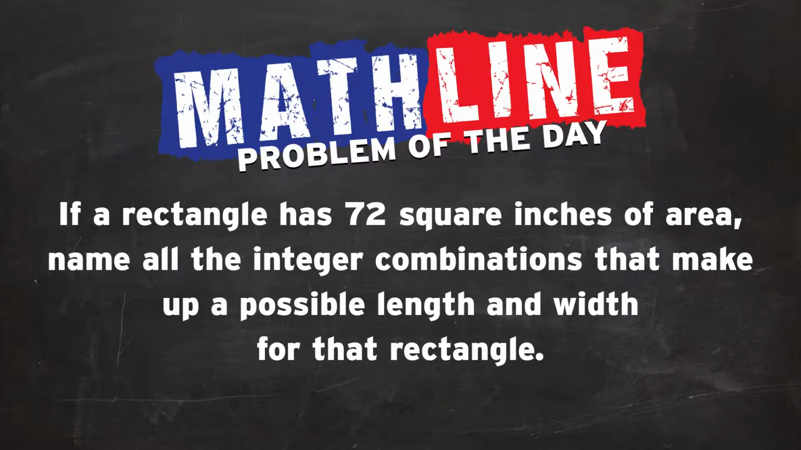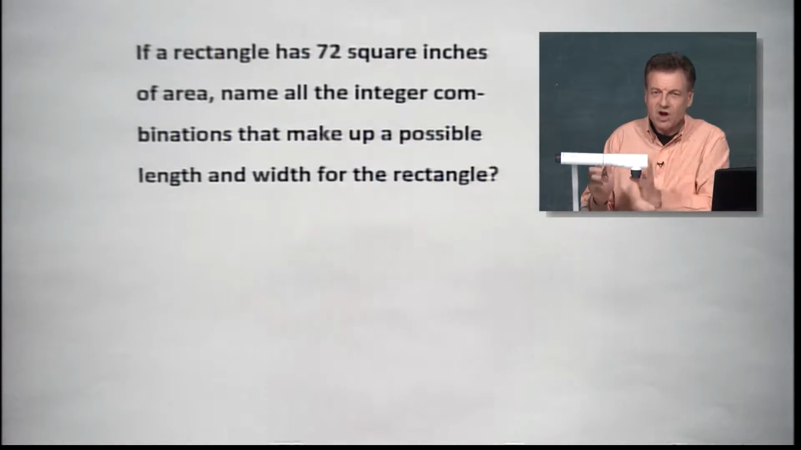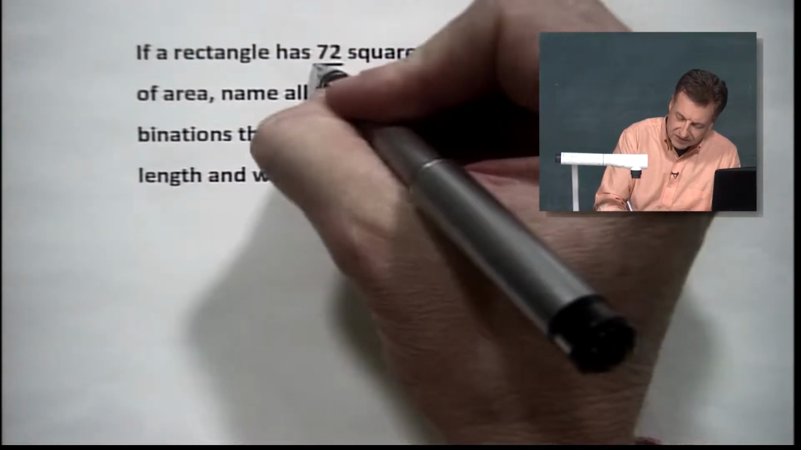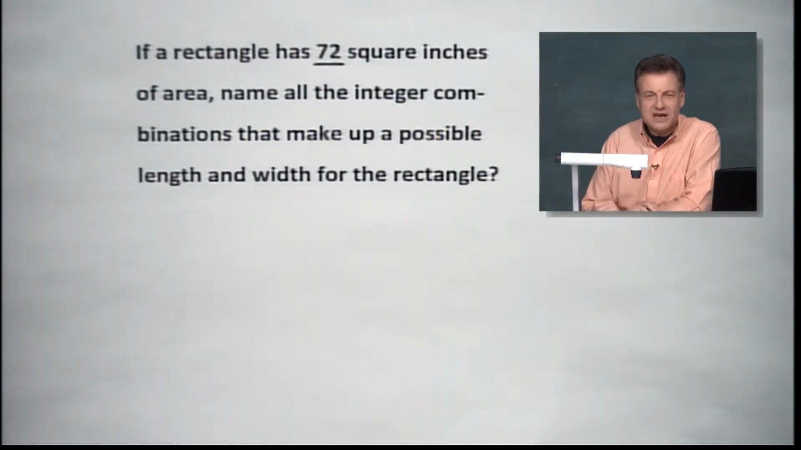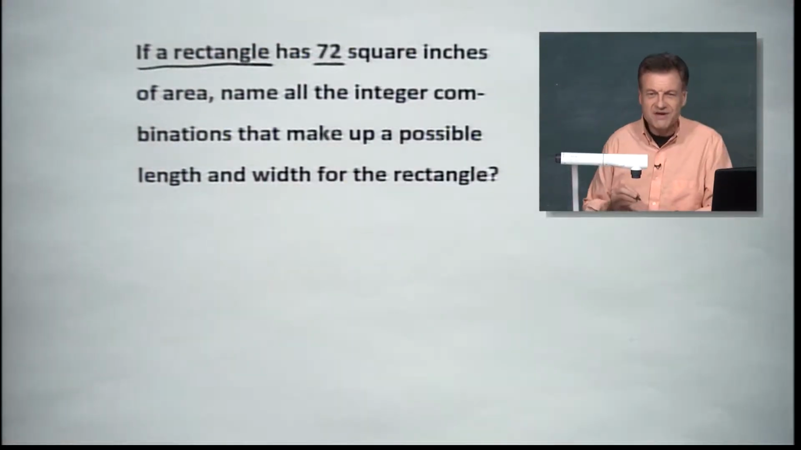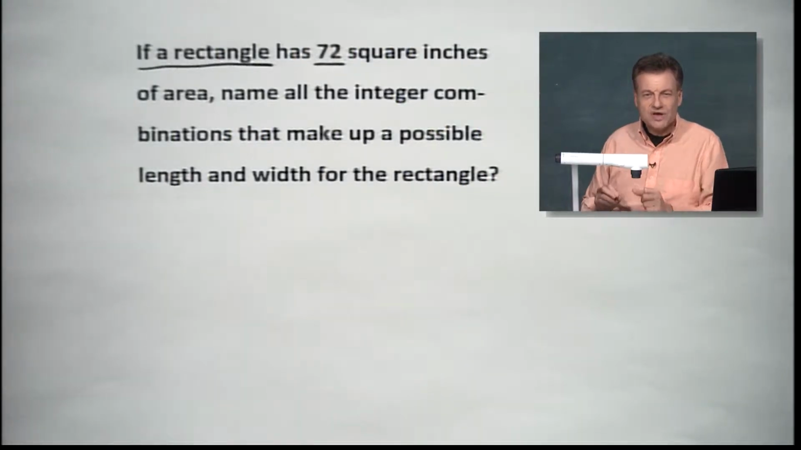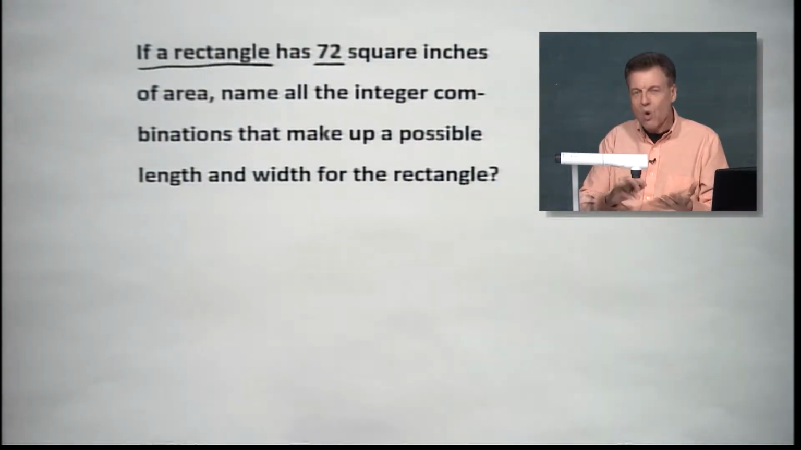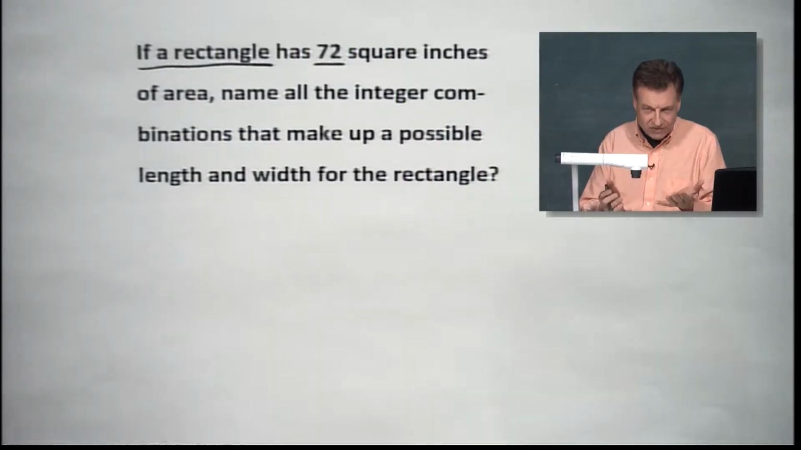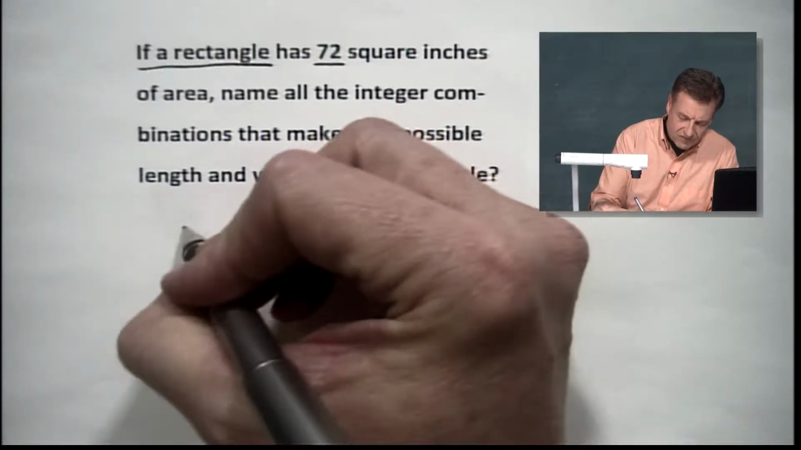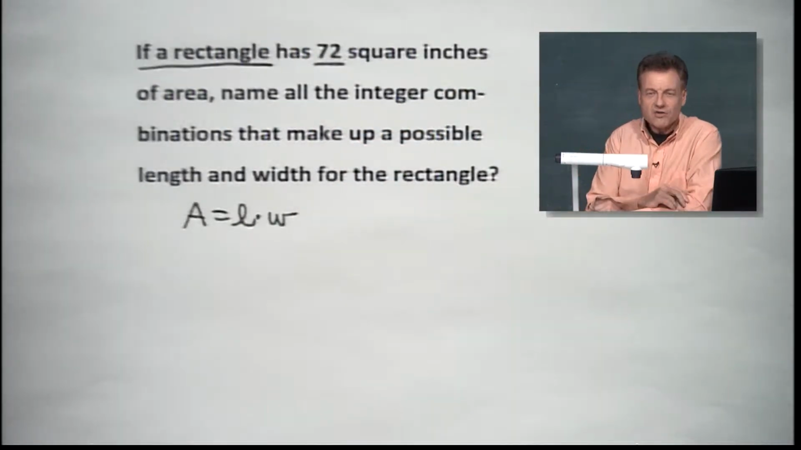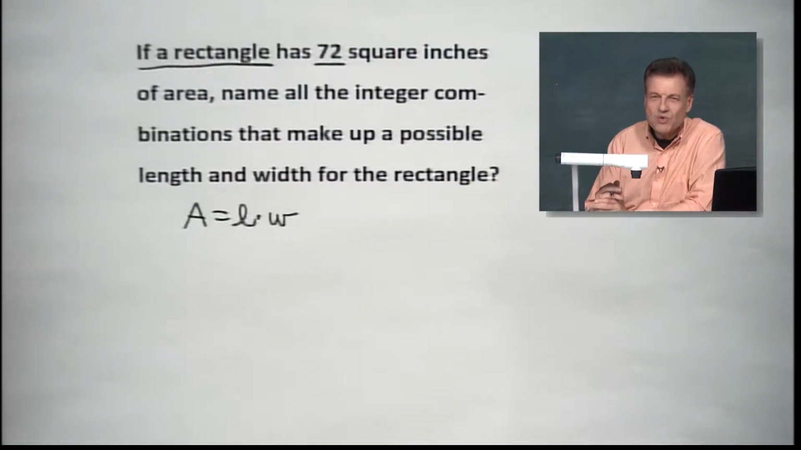All right, let's take a look at this storyline here. Again, not a lot of information given to you, but definitely quite a bit. 72 square inches of area, and it's a rectangle. So this helps quite a bit in finding the solutions here. Integer means we're looking for whole numbers, and these are going to be positive because you have to have positive lengths and widths for a rectangle. And remember, the area formula is length times width. So what we're looking for are different ways to multiply to get 72. That's what this boils down to.